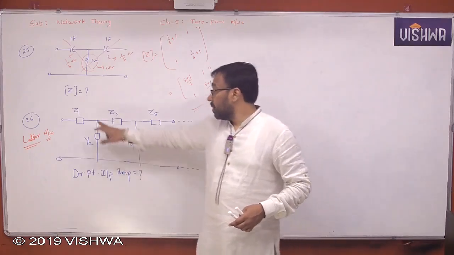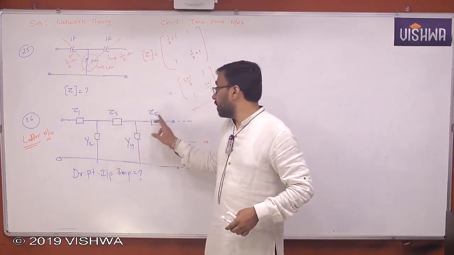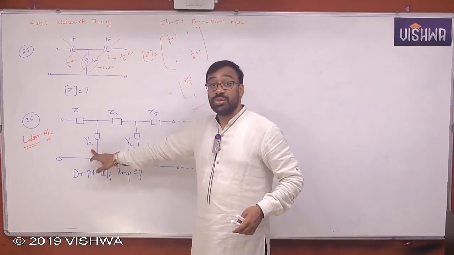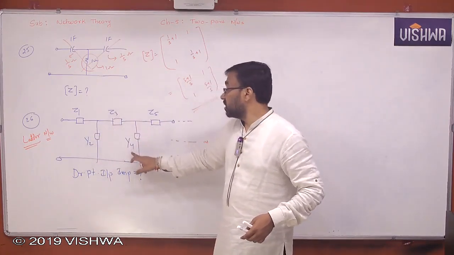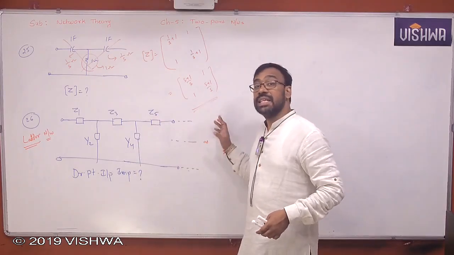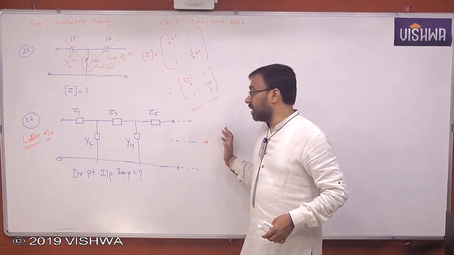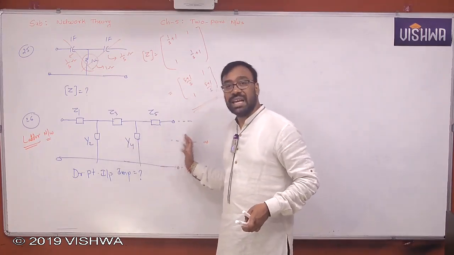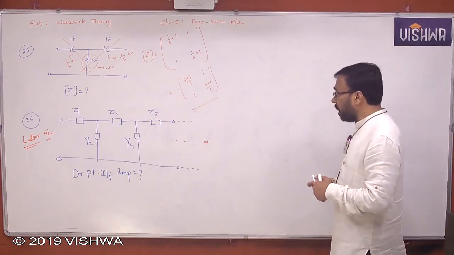So 1, 2, 3, 4, 5. Z1, it's not Z2, it is Y2. Z3, it's not Z4, but it is Y4. Z5 and so on. So Y6, Z7, Y8 like that. So 2, 4, 6, 8 like that. The formula is something like this.